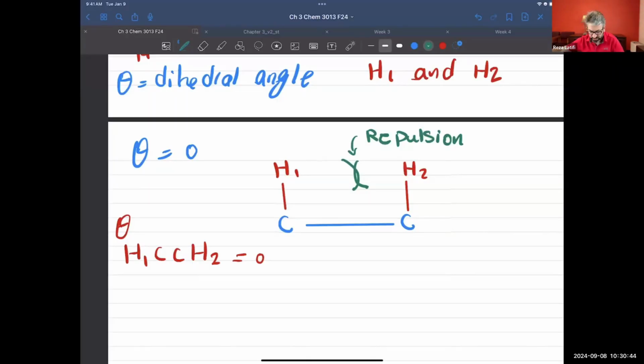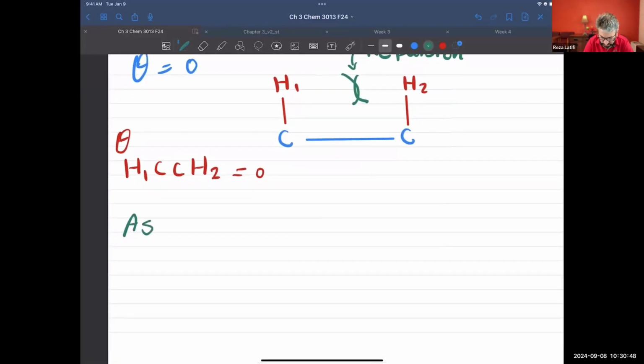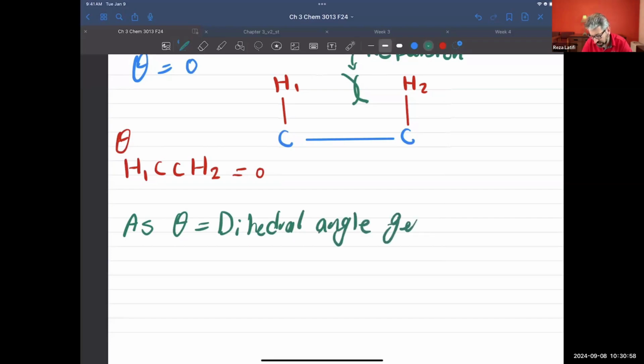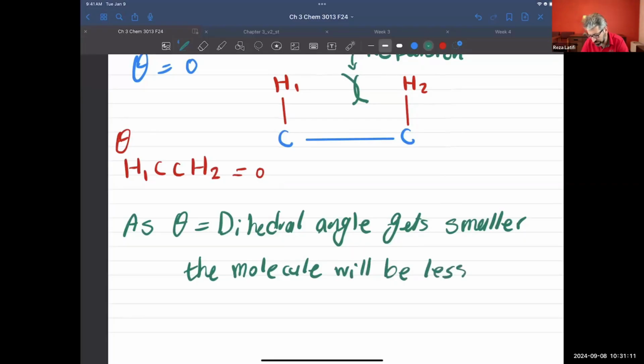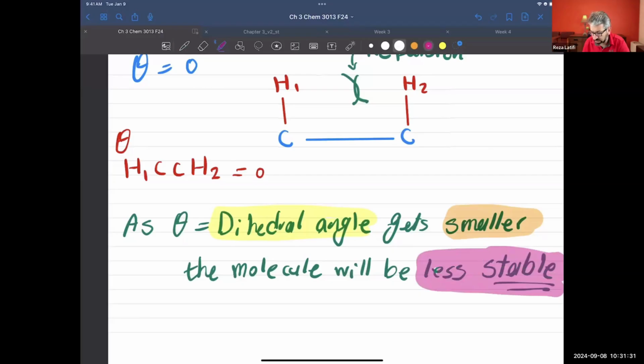So as theta, and what's the theta? The dihedral angle. Gets smaller, the molecule will be less stable. So be careful about it. As the dihedral angle gets smaller, the system will be less stable.